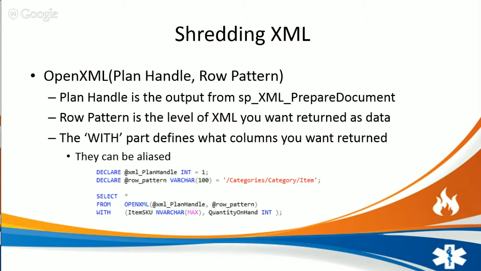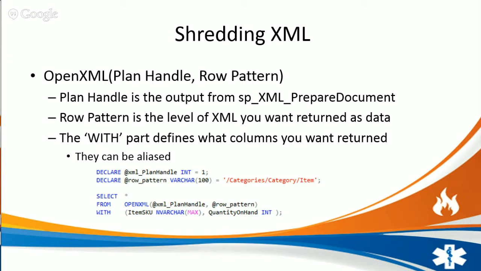Okay, OpenXML, this is what you use to query that plan handle, or that XML value that you loaded into memory. You call it with the plan handle, which is an integer, and then you can pass it a row pattern of where you want the results to come from. And then there is a WITH part that defines which columns you want returned.